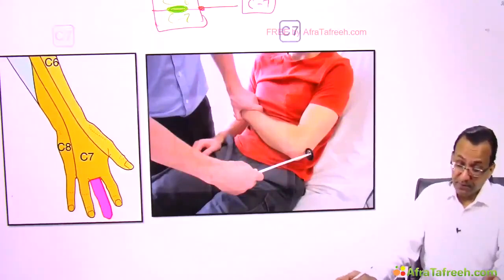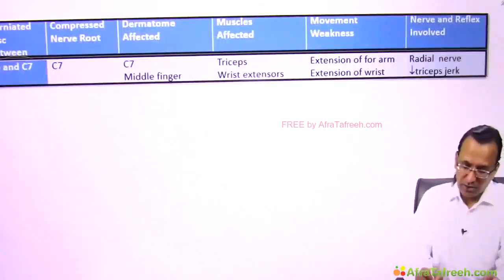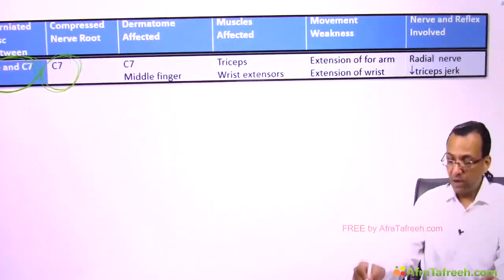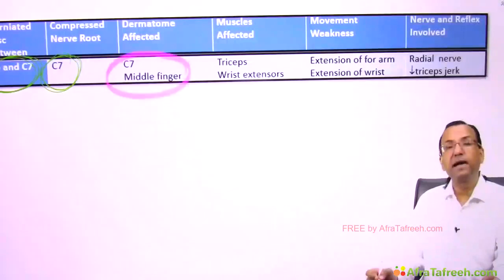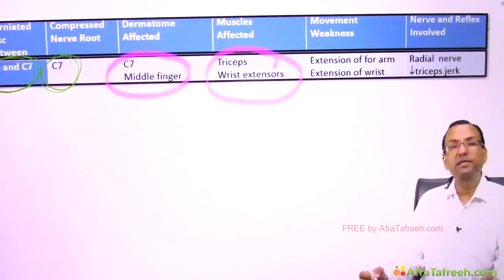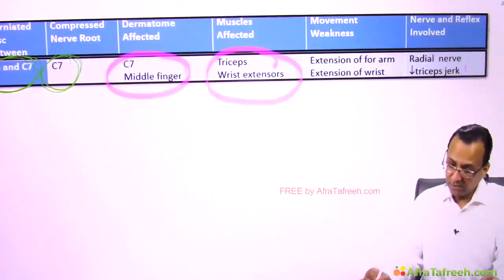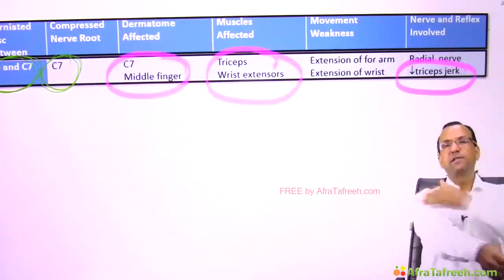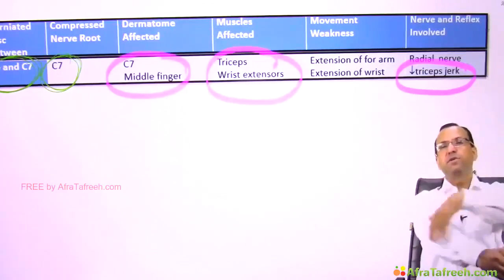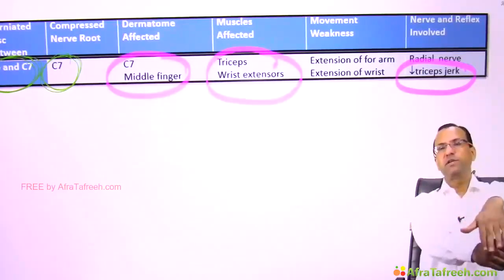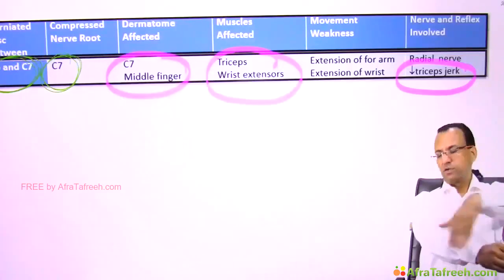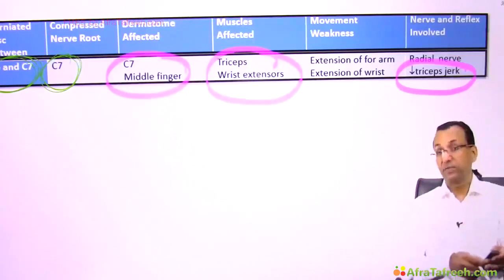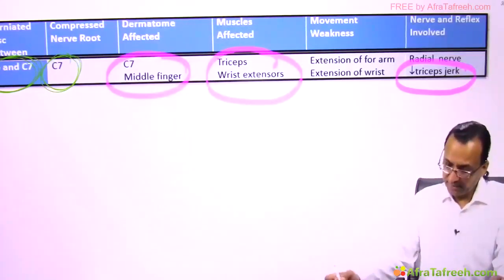See, there was a slip disc between C6-7 and the C7 root value involved. The dermatome is the middle finger, the myotome is the triceps, and the triceps reflex is down. Extension is compromised. C7 is basically the root value of the radial nerve for elbow extension, wrist extension, and finger extension. Yes, remember that.